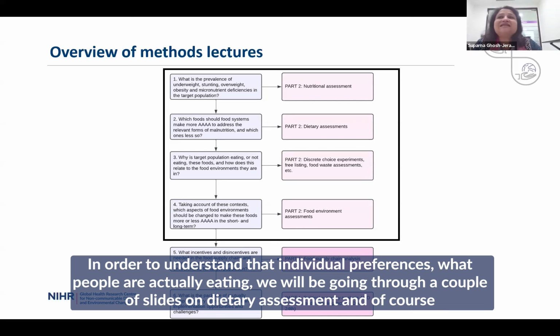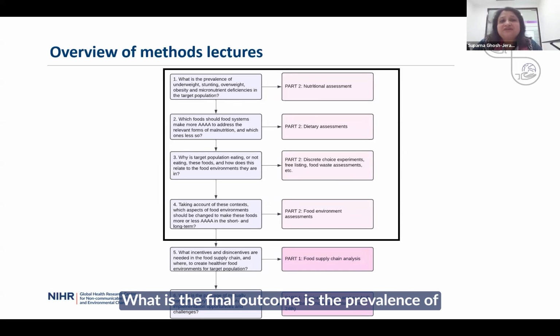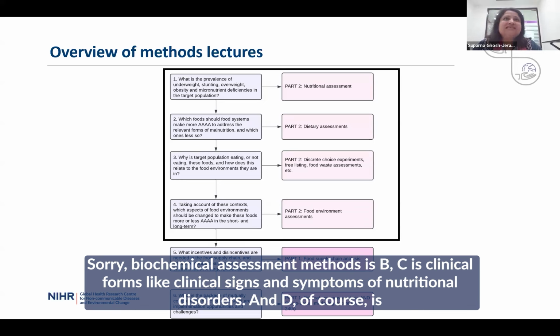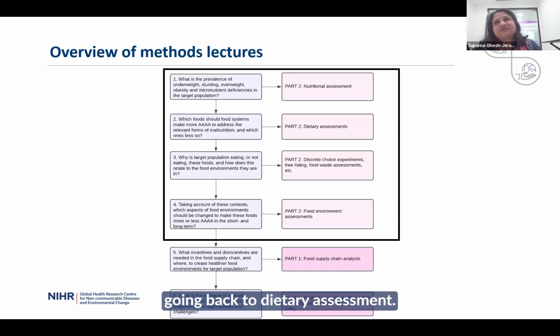So, in order to understand individual preferences, what people are actually eating, we will be going through a couple of slides on dietary assessment. And of course, the final outcome is the prevalence of different forms of malnutrition in the population, which is usually assessed by the nutritional assessment methods, that is the ABCDs, that is anthropometry, biochemistry, clinical methods of assessment. Sorry, biochemical assessment methods is B. C is clinical forms like clinical signs and symptoms of nutritional disorders. And D, of course, is going back to dietary assessment.